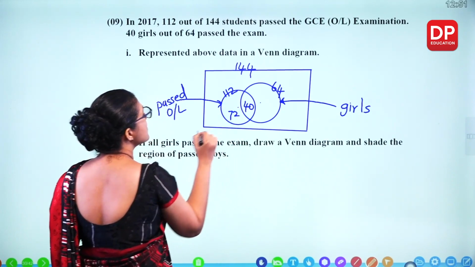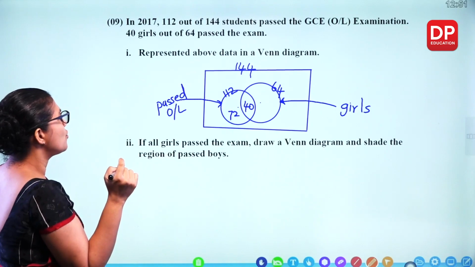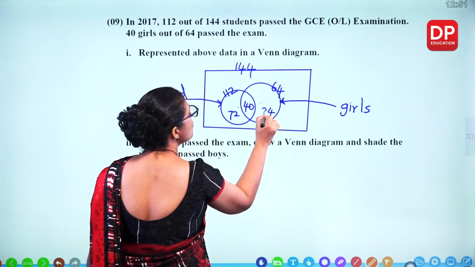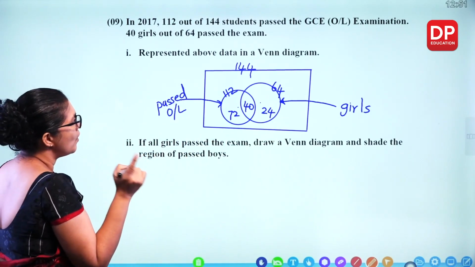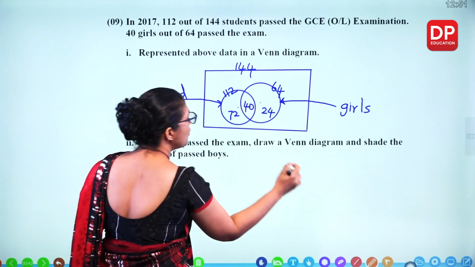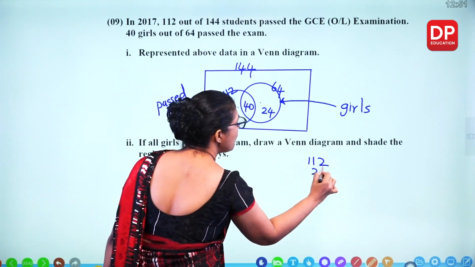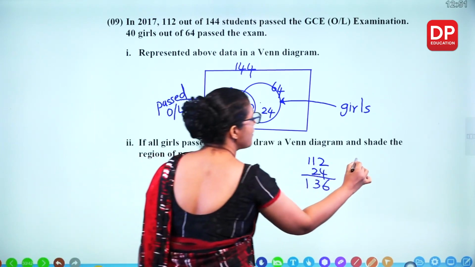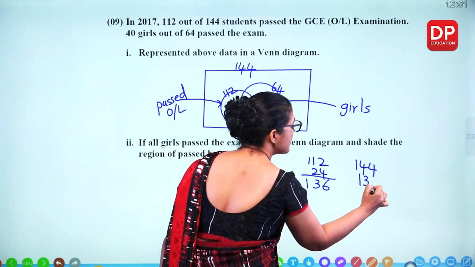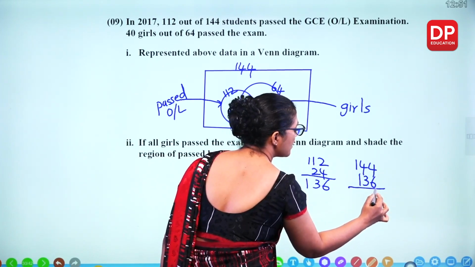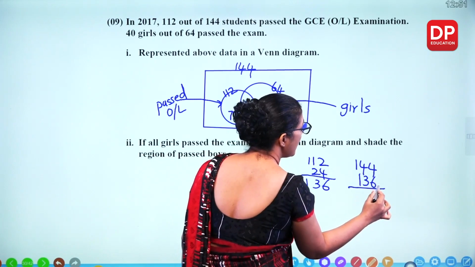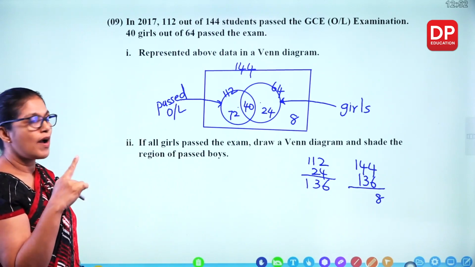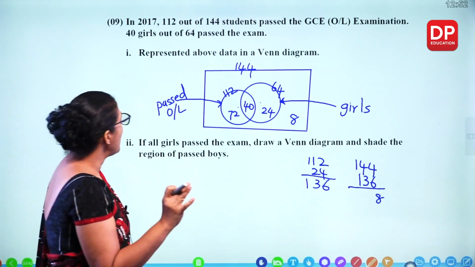27... 72 there. Then 64 minus 40, that's 24 here. What's the total now? So 112 and 24, you get 136. Now 144 minus 136, what do you get? You get 8. 8 outside. That's how you find out the number. So that's the Venn diagram.